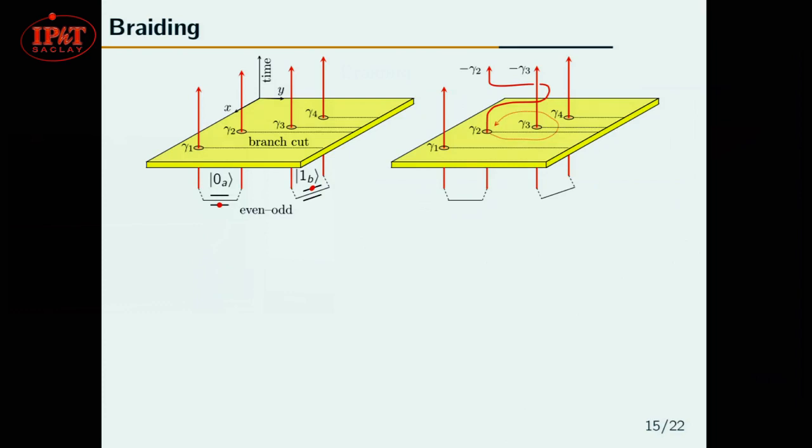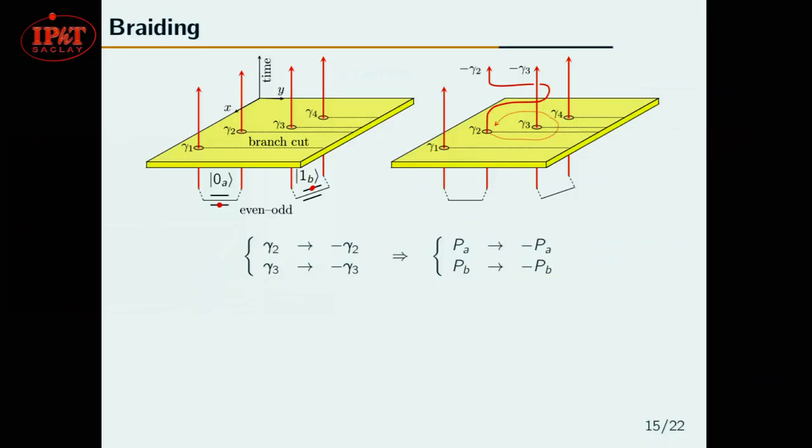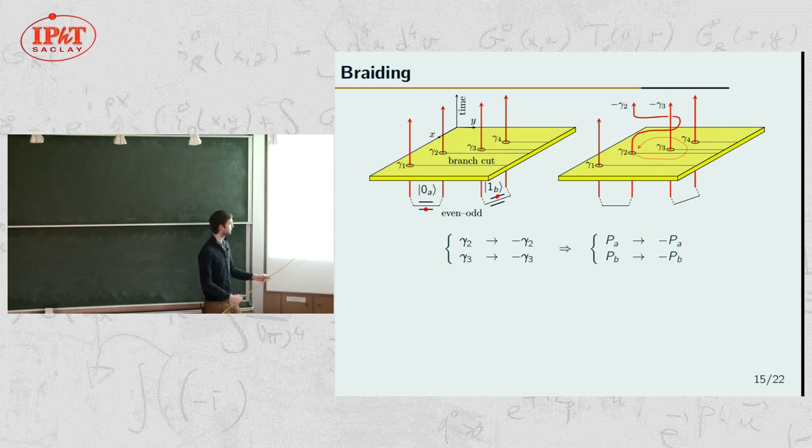So now what we want to do is to make this exchange. Take gamma 2, move it around gamma 3, bring it back, and see what is the state of the system now. You see that when you take gamma 2 around, it will first cross the branch cut of gamma 3, and then when you take it back, gamma 3 will cross the branch cut of gamma 2. So they both pick up a minus sign, and the other ones remain unaffected. So gamma 2 goes to minus gamma 2 and gamma 3 goes to minus gamma 3. If you remember, the parity of A is i gamma 1 gamma 2, so it goes from its value to minus its value. And the same for the parity of B, it changes sign.